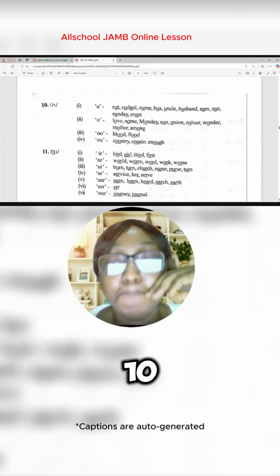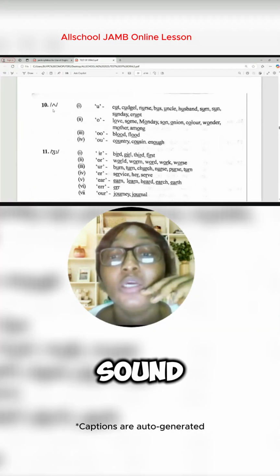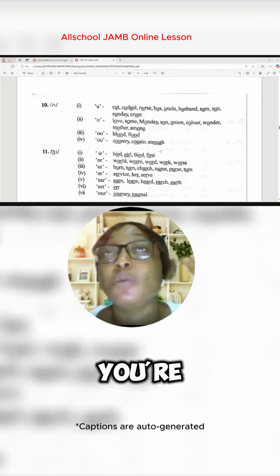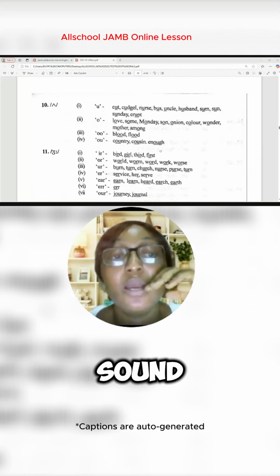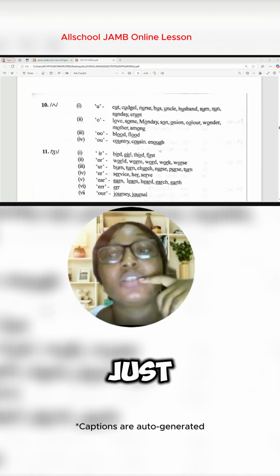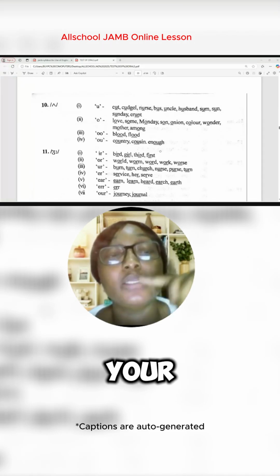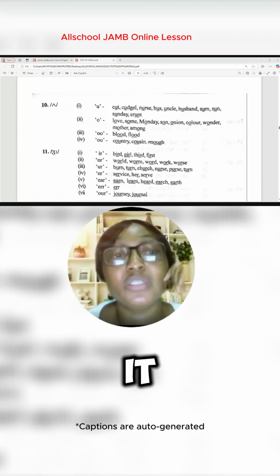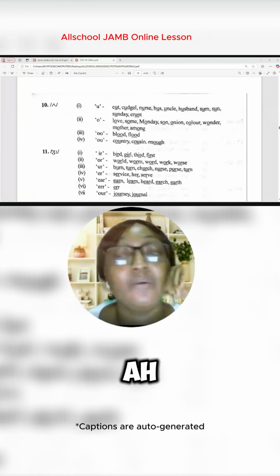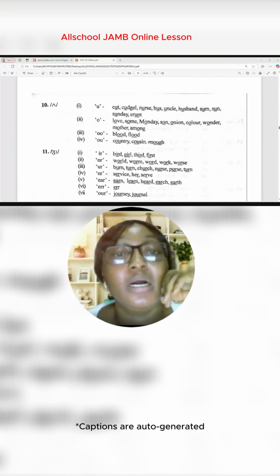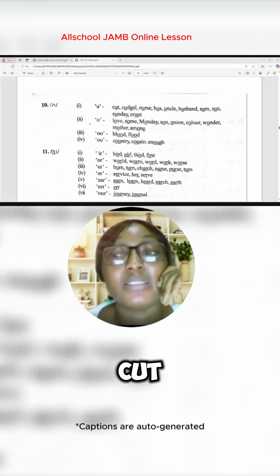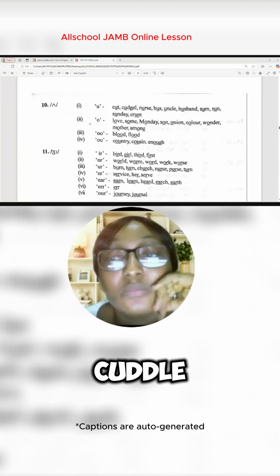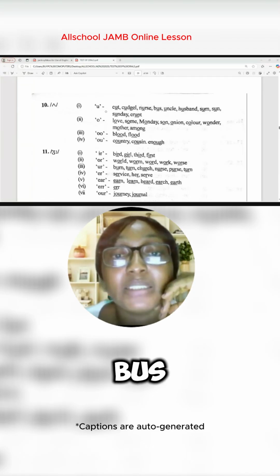Number 10. For this sound, you take your tongue inside, not too far, just to the middle, and then you produce it this way. Can you see what I'm doing? For example, cut. The word is cut. Cudgel. All right. Then we have bus.